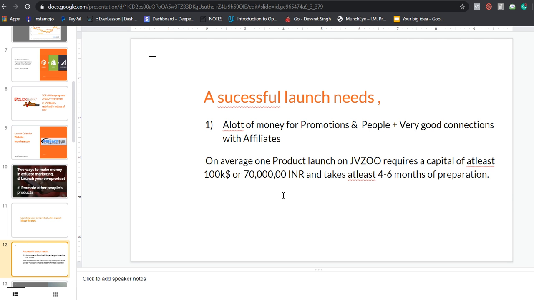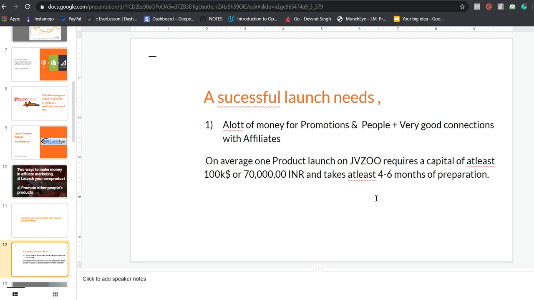And the main problem here is, even if you have money, it's a pretty hard process. It's not like you can launch two days from now. It takes at least 3 to 6 months for preparation. There are different stages: you will build the product, hire people, check the product, and review the product. And also the main thing here is relationships with the affiliates.